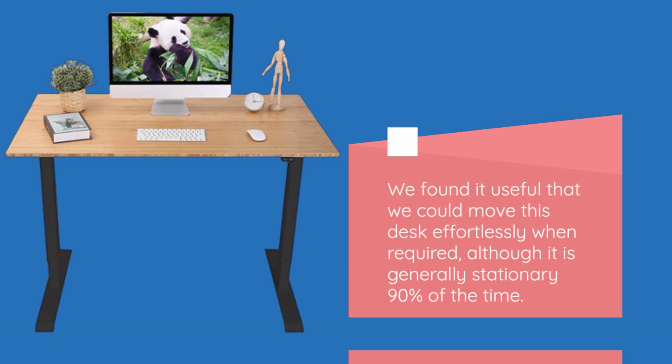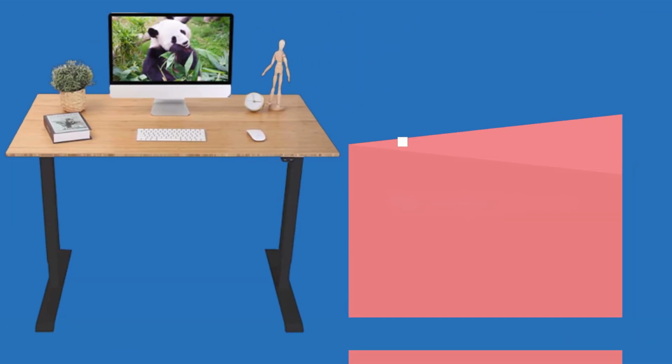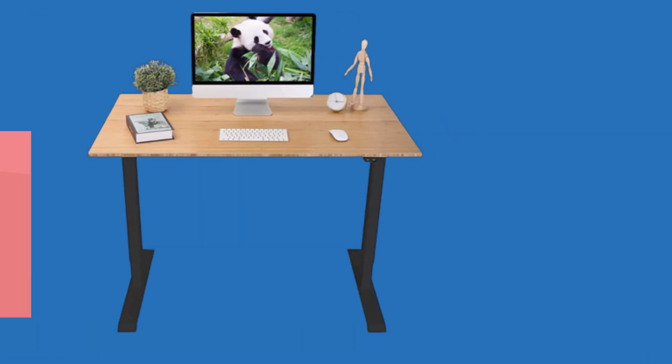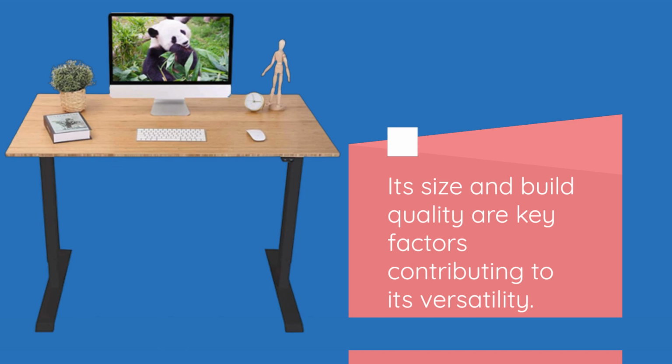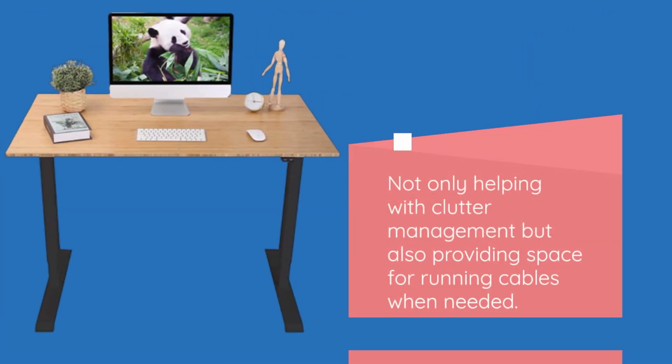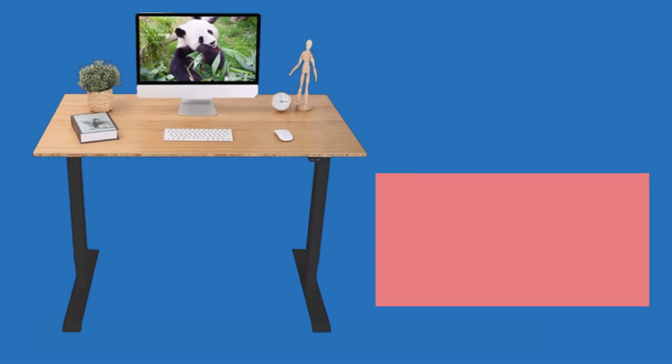We found it useful that we could move this desk effortlessly when required, although it is generally stationary 90% of the time. The Flexispot E7 proved to be a versatile workspace for both work-related desks and photography purposes. Its size and build quality are key factors contributing to its versatility. The cable pass-through holes located in the back 2 corners were a great feature of the workspace, not only helping with clutter management but also providing space for running cables when needed.